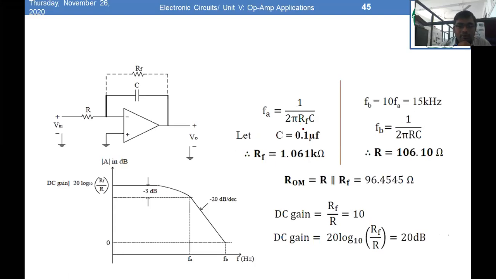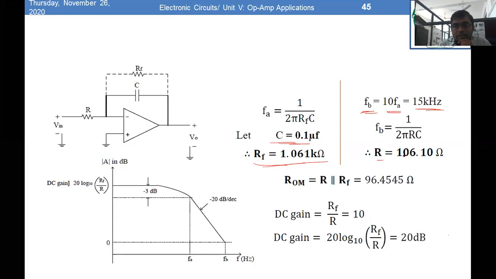So FA is what? 1 upon 2 pi RF C. We have to assume the value of C is 0.1 microfarad. So you would get the value of RF, that is 1.061 kilo ohm, nearly 1 kilo ohm. And for good integration, we know that the unity gain frequency is 10 times the corner frequency. So it would become 15 kilohertz. At 15 kilohertz, the gain would decrease to 1. So at that time, you can find out R again.